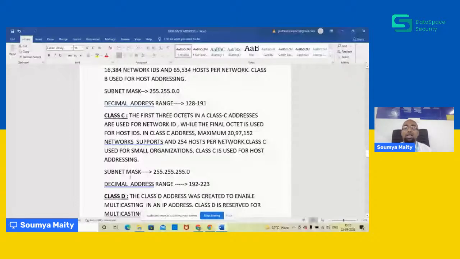Class C is used for small organizations and for host addressing. The Class C subnet mask has three network octets, so it is 255.255.255 and 0 for the host. The decimal address range is 192 to 223. Next, about Class D.